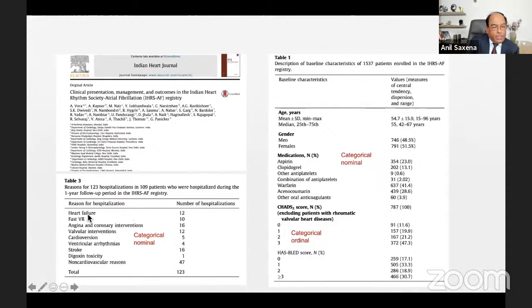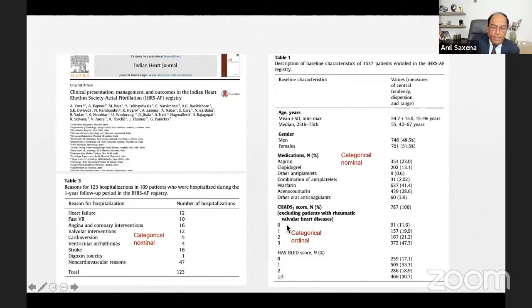Now, it doesn't matter whether we put them in a particular order or not. So they are nominal categorical variables, where it does not matter whether we put digoxin toxicity up or heart failure down, or whichever way we want. On the other hand, on the right side, we have, for example, the CHA2DS2-VASc score, 0, 1, 2, 3. They have to be in a particular order. It would look very odd if we put 2 first and then 0 and then 3 and then 1.